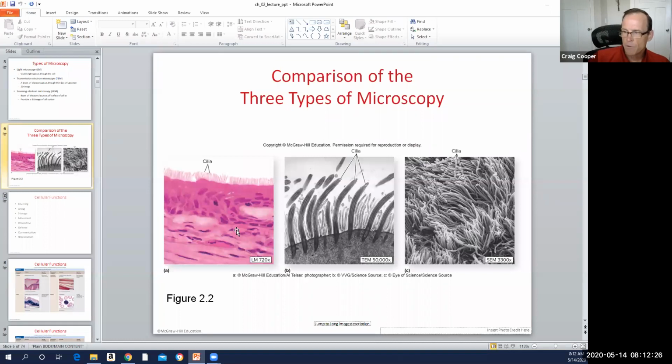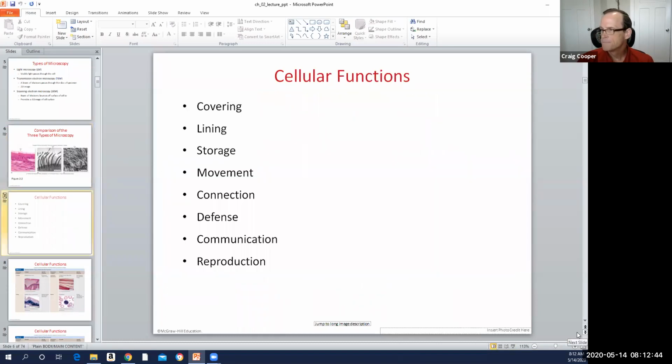So again, as you're reading through the book, as you're going through homework, you're going to see some of these images, and pay attention to the little notation in the bottom corner about what type of image it is and how many times it's been magnified, and it should give you a better sense of what you're actually looking at.